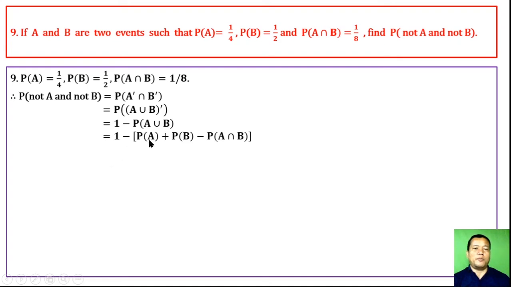P(A union B) can be expanded like this. And put their respective values. P(A) is 1 by 4, P(B) is half, P(A intersection B) is given as 1 by 8. And solving, we get 3 by 8, which is the required probability.